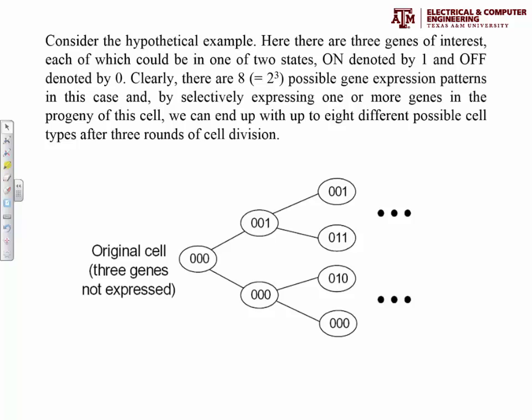Now consider the hypothetical example here, and I mean this is just a toy example. Let's say you have 3 genes. They can either be expressed, 1, or not, 0. So there is a total of 8 possibilities.